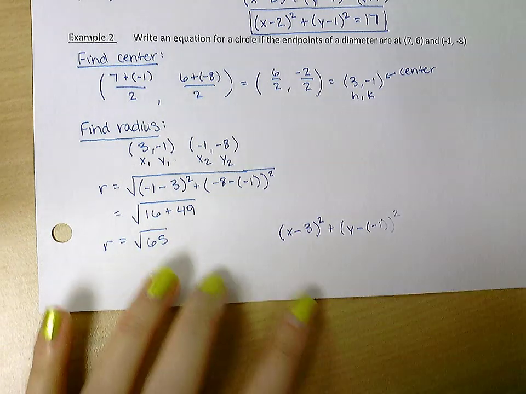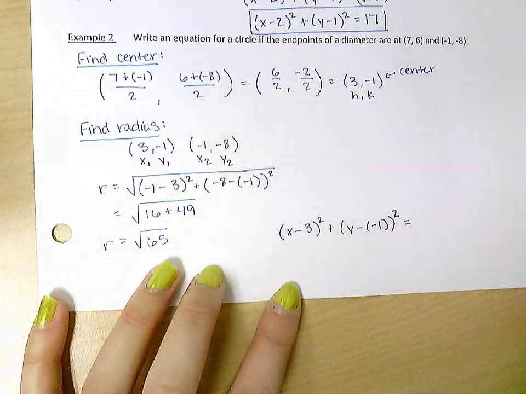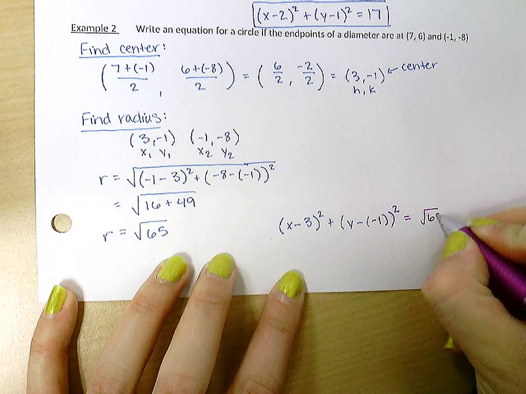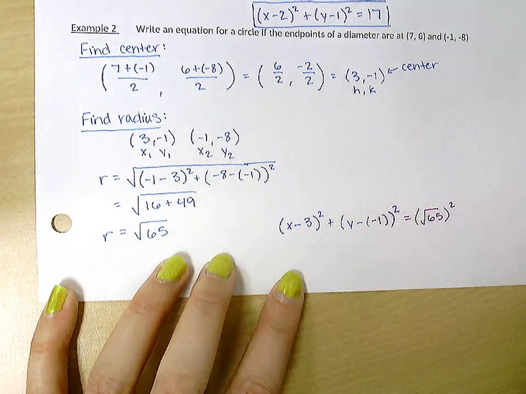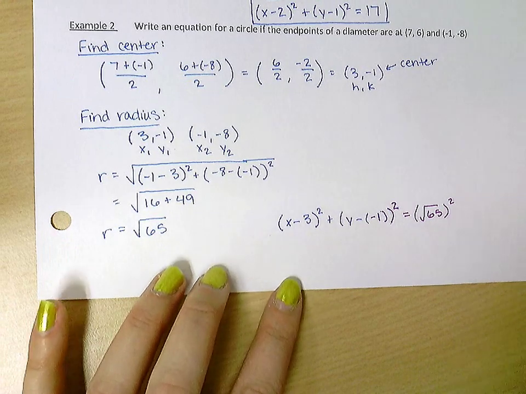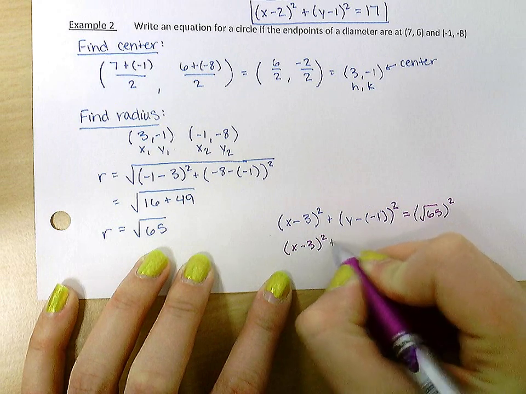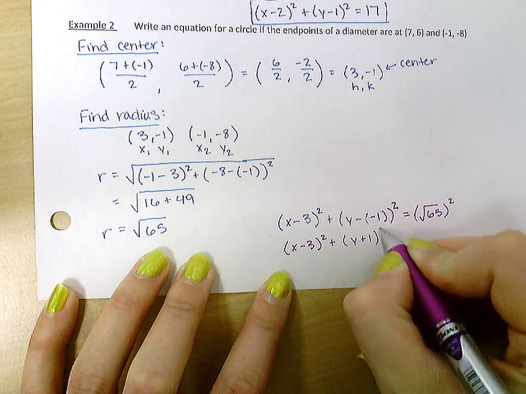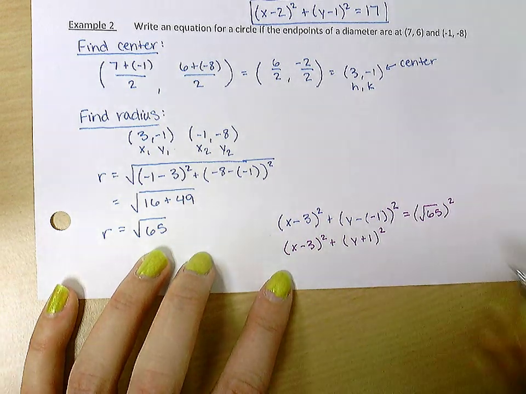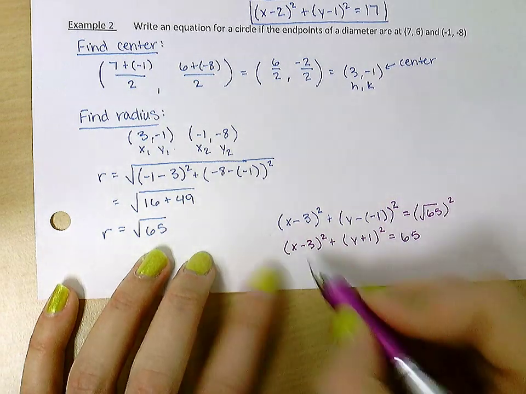Changing colors because my pen ran out. That is equal to our radius squared. Then we can make this look a little bit nicer. So we have (x - 3) squared plus (y + 1) squared. I can change that minus and negative to plus. And that is equal to 65, since your square and your square root cancel.